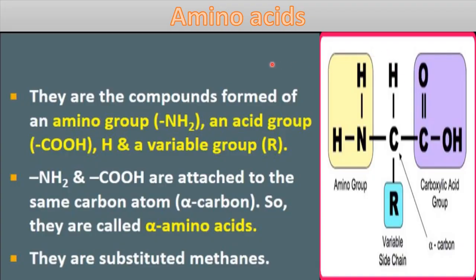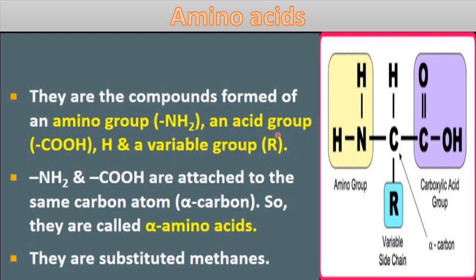Amino acids, first biomicromolecules, we can say they are the compounds formed of an amino group. Amino group is NH2, an acidic group, that is COOH, carboxyl group it is called. Okay, COOH is carboxyl group, and carboxyl group is an acid group. H, that is one hydrogen, and a variable group, that is R. Variable group means this is side chain and it can vary in different amino acids. So this is variable group. Any group can be present here, and it is simply represented by R.